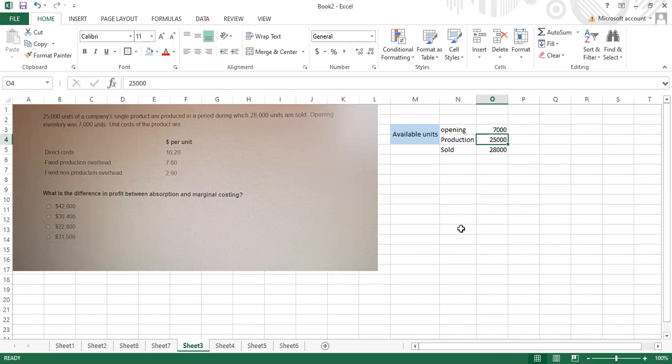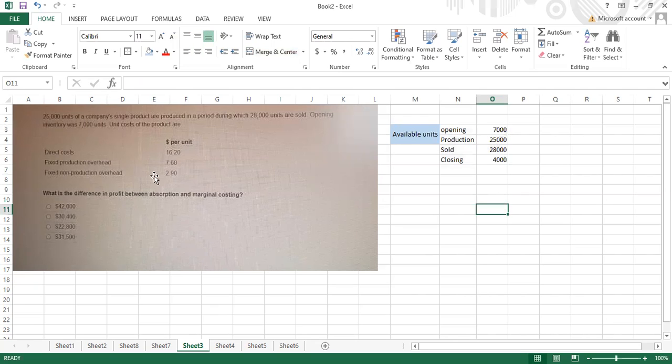Very simple. Unit cost of the product is this. Let me calculate what the closing is. Let's see if there is a closing or no closing. Let's try. Opening and production: if you add these two, you get the available units. So you had this and you sold this. So it means 4,000 is in your closing, right? And you need to do this only when you get this figure.